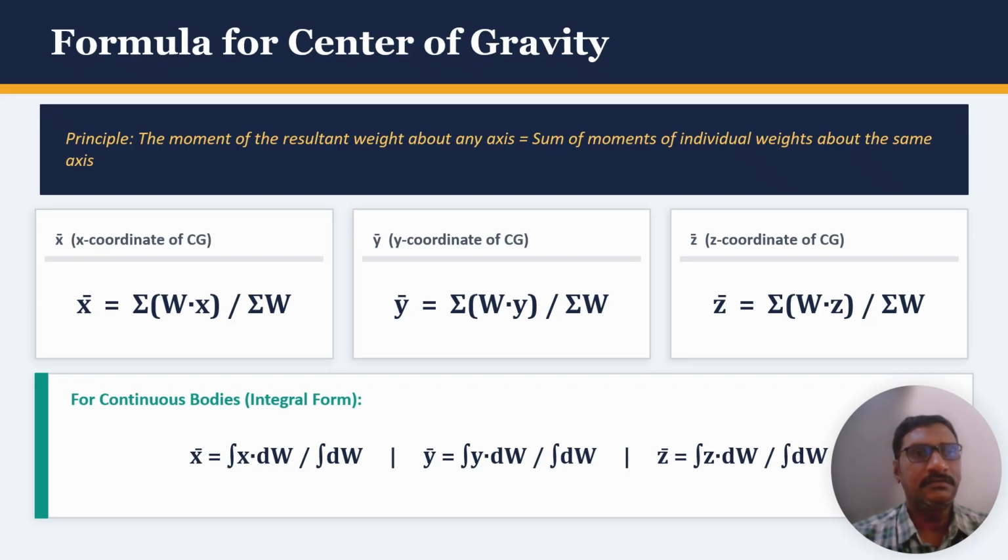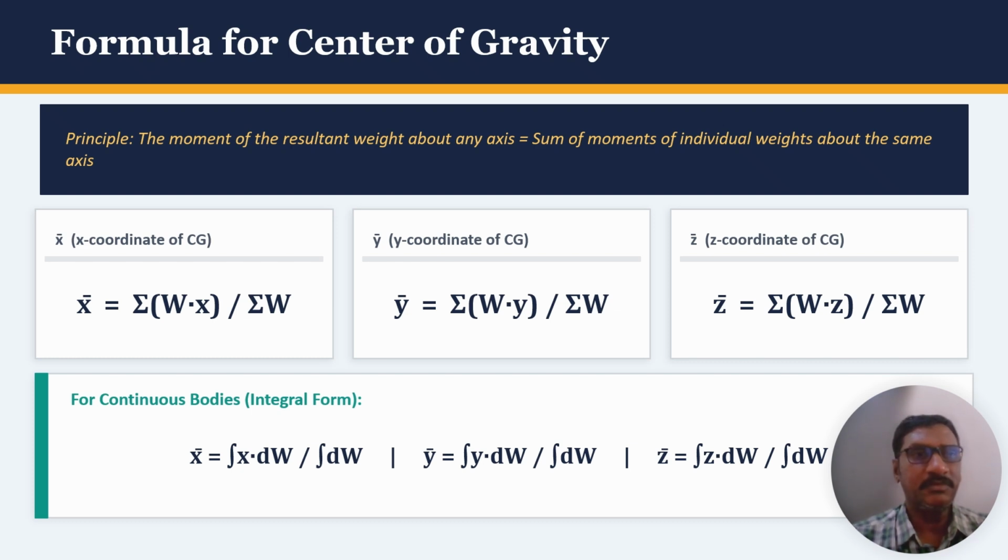So therefore the three coordinate equations for the center of gravity in vector form we can write as r bar equals sigma Wi into ri divided by sigma W, where r bar is the position vector of the center of gravity.